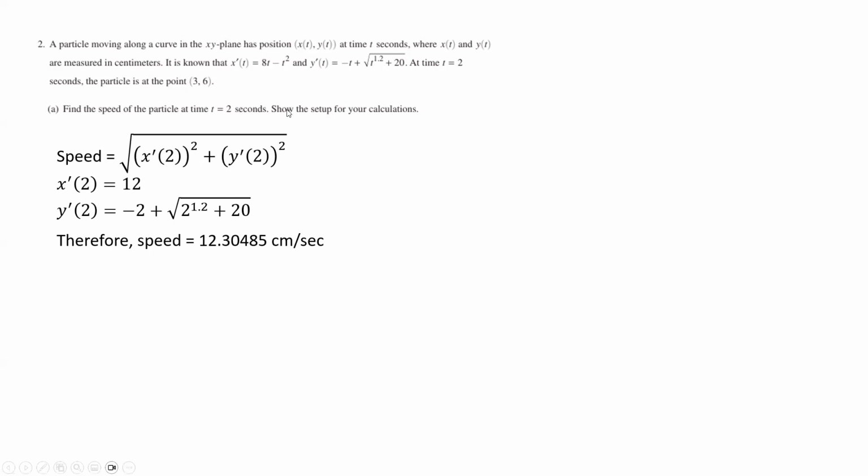Let me actually put the laser on. Oh, should be this one. Okay. Plug in t equals 2 into x prime here. You get 12. Plug in t equals 2 into y prime here. You should get this guy. Store it as a number in your calculator. So I just wrote the exact answer here for illustration. Therefore, speed is this number squared plus this number squared under the square root. So it's 12.304, something like that. Don't forget your units, centimeters per second.